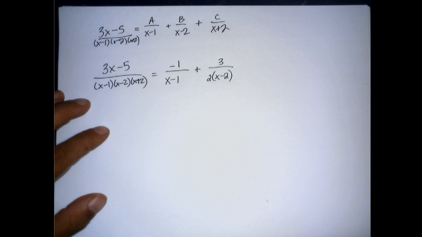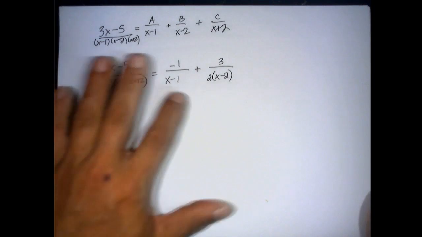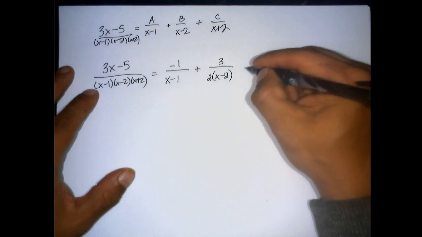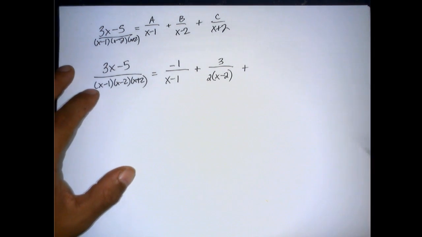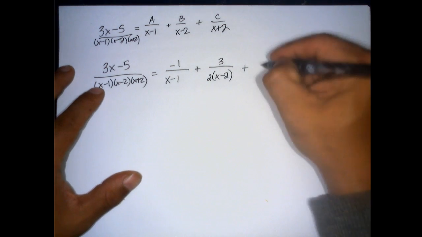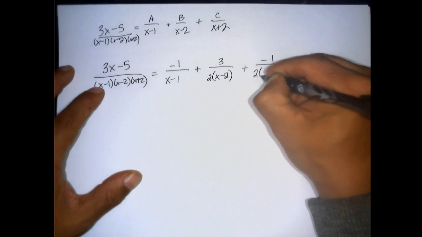Is equal to -1 over x minus 1 plus, and you can write this like this because b was 3/2, 3 over 2x minus 2. Okay, that's how we're going to write it for right now. When you're integrating or using other stuff, you're not going to write it like that. I'm just checking my work. You're going to see it's easier to write it like this. Plus, the last one is minus 1 over 2 times x plus 2.